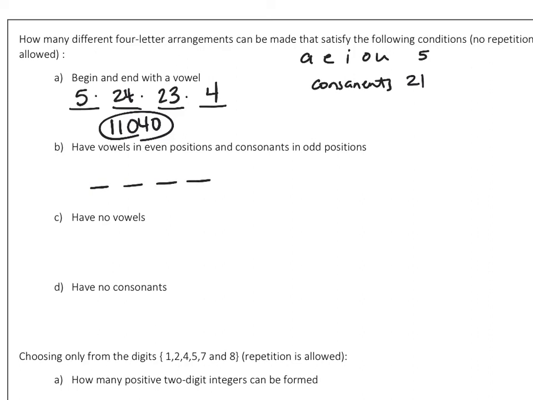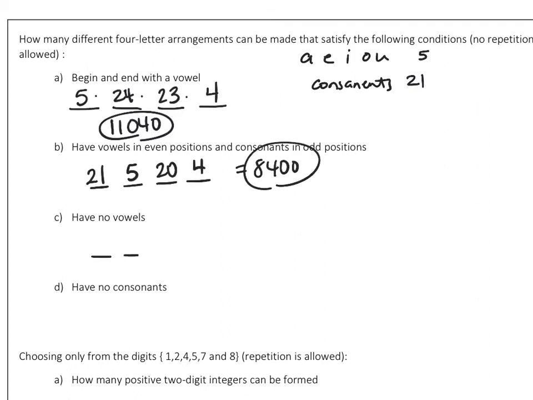They have to have a vowel in the even and a consonant in the odd. Okay, so consonants, odds are the first and third position, so I'd have 21 and then 20 because I can't have repetition, and 5 and 4. So 21 times 5 times 20 times 4 is 8,400.